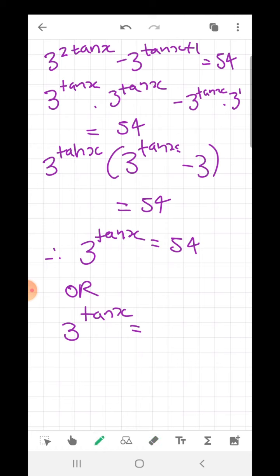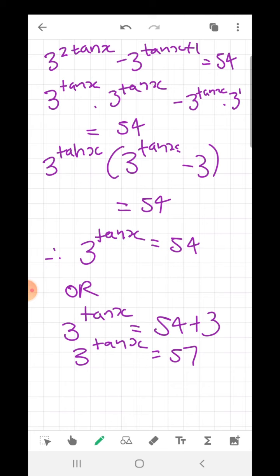If it was 1, then I'd be saying 3 to the power of 2 tan x minus 3 to the power of tan x, which is wrong. It should have been 3 to the power of tan x plus 1. So that's actually a 3 over there. So then this would be 3 to the power of tan x is equal to 54 plus 3, which is 57.